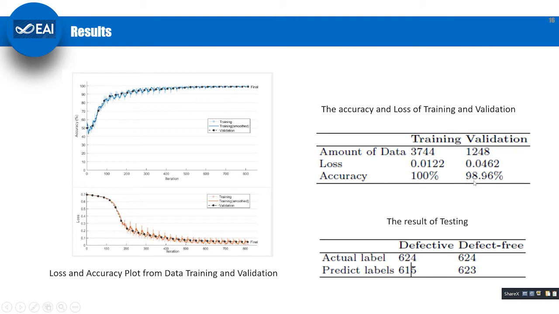And the validation accuracy is also good. It can reach 98.96%. And finally, we test our model with a test set. And the result of testing is here.